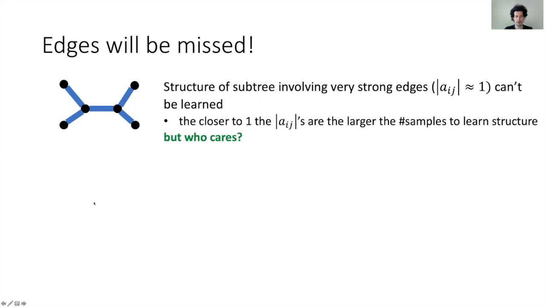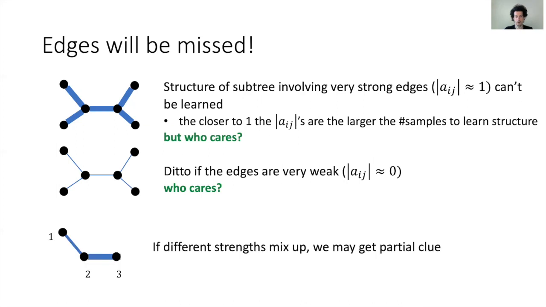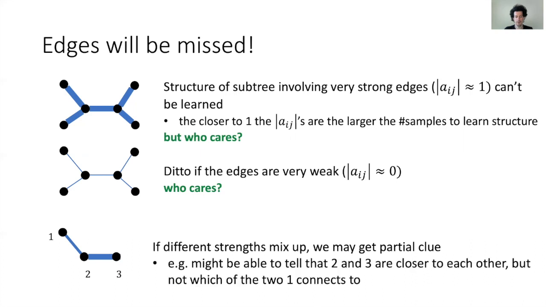But do we really care about those types of mistakes? The same is true if you have a subtree of the true model involving very weak edges. Again, do you really care if you make mistakes in disambiguating those edges? On the other hand, when you mix edges of different strengths, more interesting phenomena arise. In this example, you might be able to tell that 2 and 3 are closer to each other than to 1, but you may not be able to tell which of the 2 vertices 1 connects to.